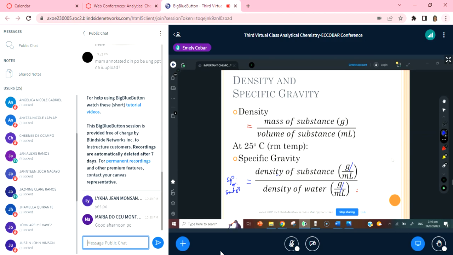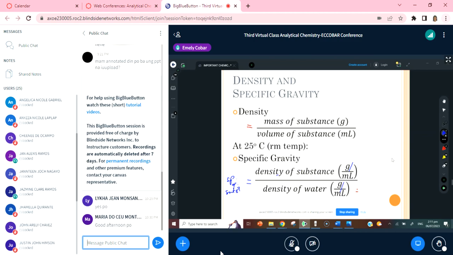Specific gravity is unitless. Ang density ay may unit, gram per ml. Okay? Any substance, gram per ml ang unit ng density niya. Now, pag kinuha mo yung specific gravity ng substance na yan, dahil ang specific gravity is a ratio of the density with water, tanggal yung unit. So, therefore, specific gravity and density, they are numerically the same, okay? Magkaiba lang ng unit. Yung isa may unit, yung isa wala. Yung specific gravity, walang unit, yung density may unit. Yon lang ang kaibahan.